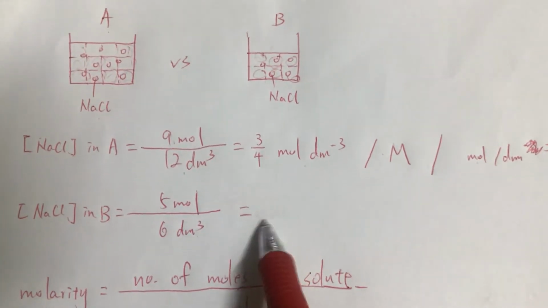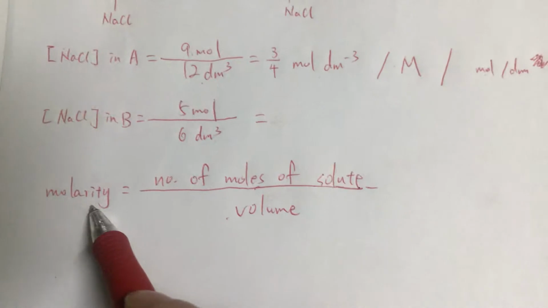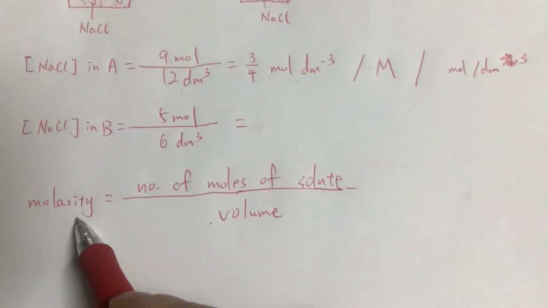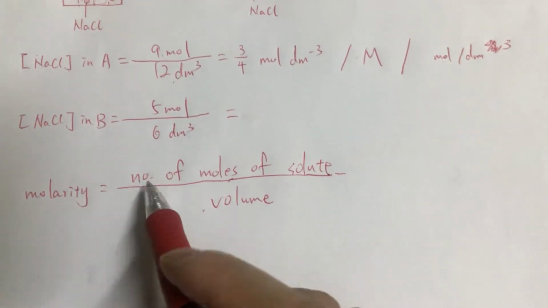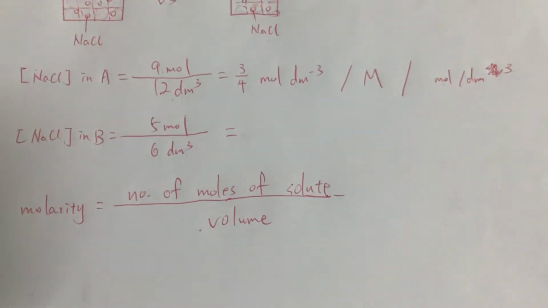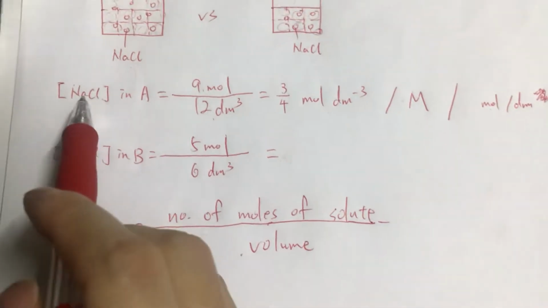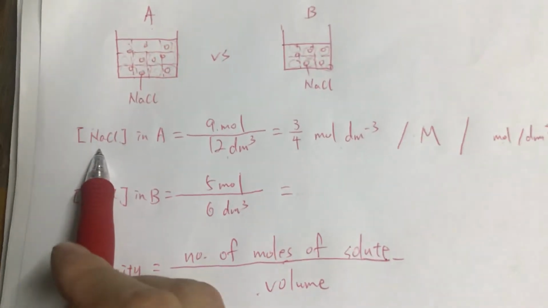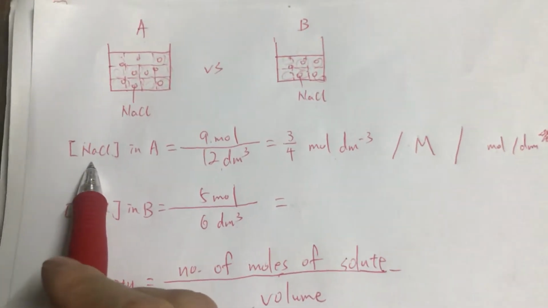is more concentrated. So molarity means molar concentration. They mean the same thing. It equals the number of mole of solid divided by volume. Then why do I use square bracket here? It's because of laziness.